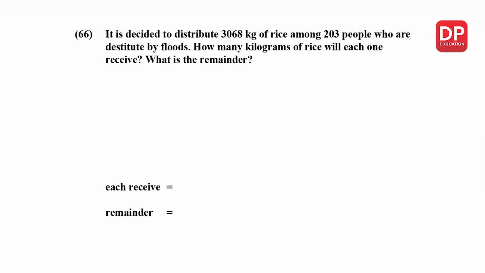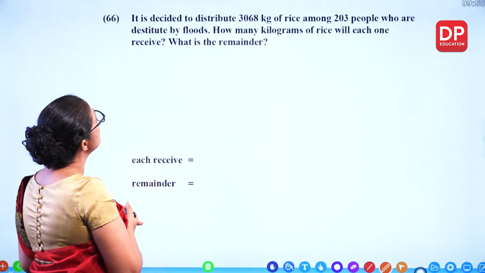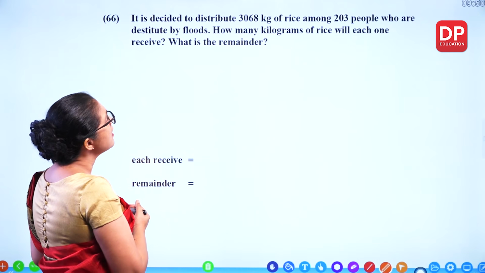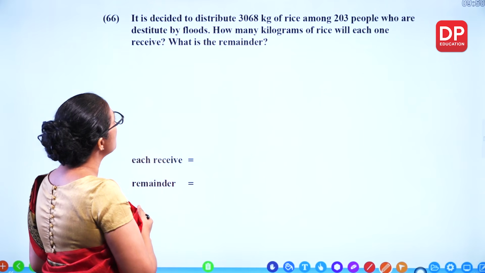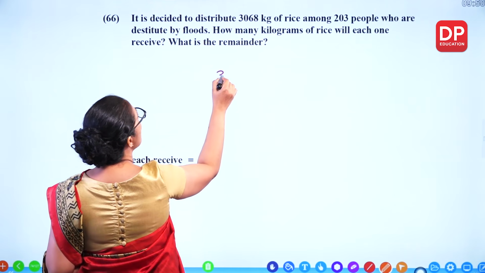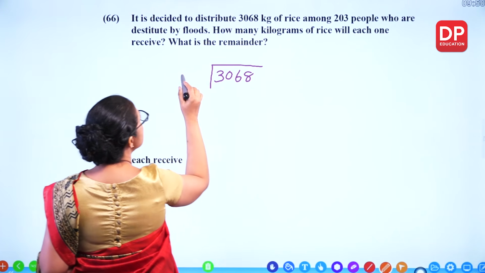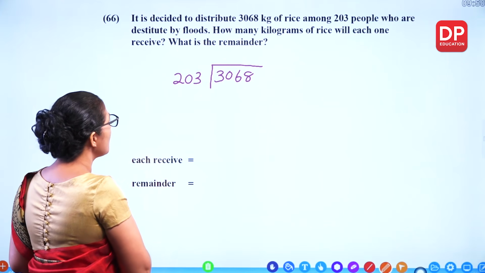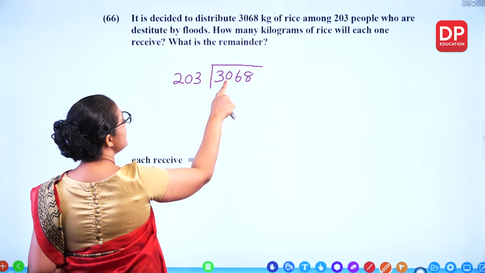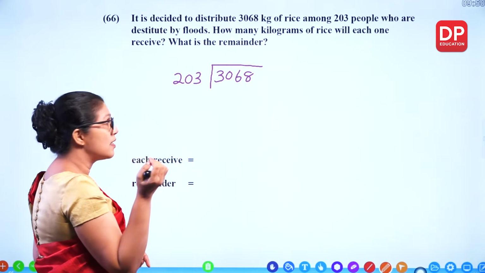It is decided to distribute 3068 kilograms of rice among 203 people who are destitute by floods. How many kilograms of rice will each one receive? What is the remainder? So what's the total? 3068. And you have to divide this by 203 people. So when you divide, you can't divide 3, 30. So you have to take the whole 306.